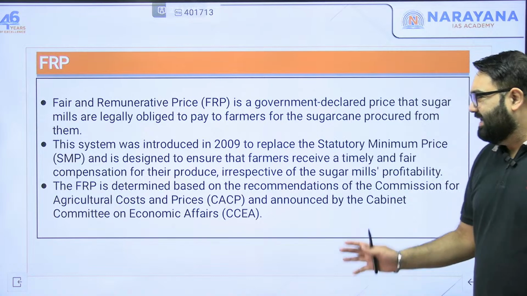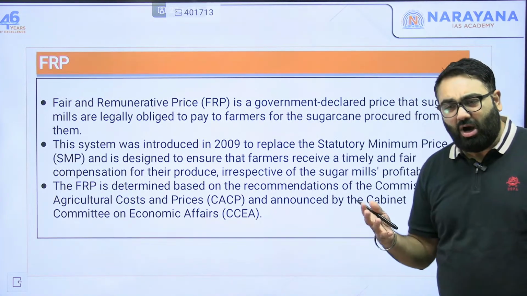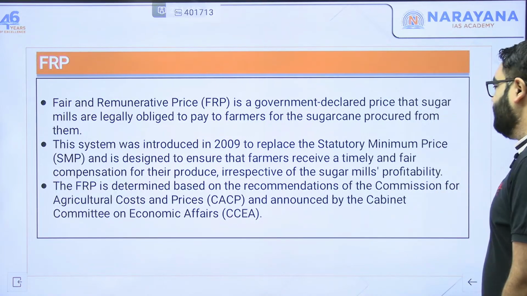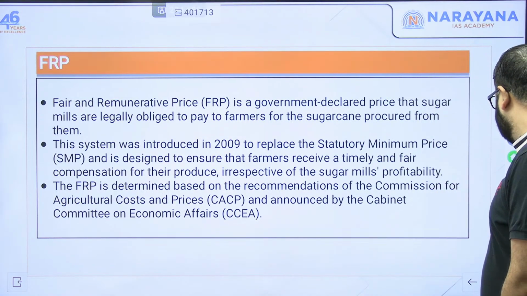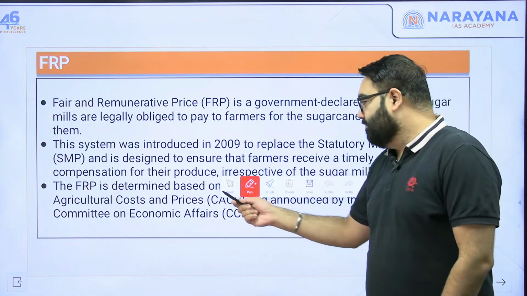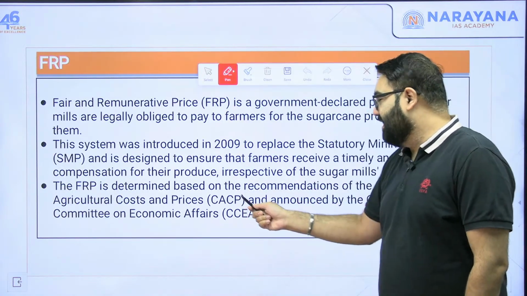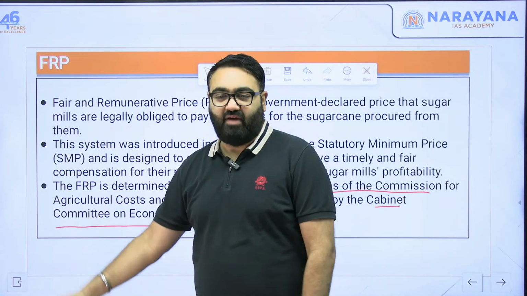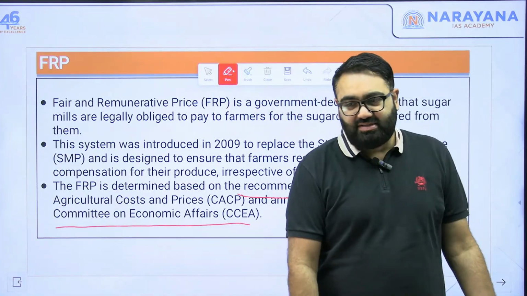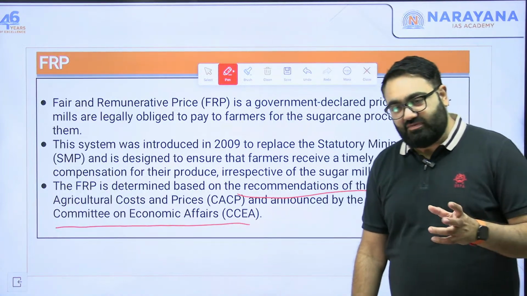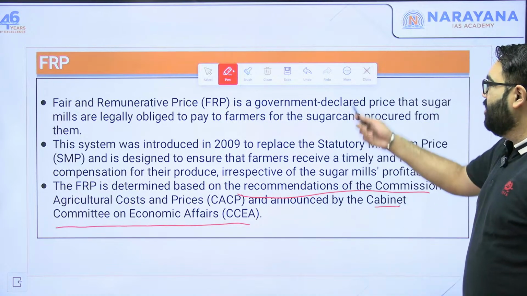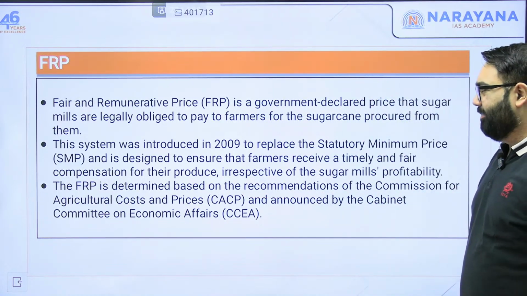Now, this is again similar to how the MSP is decided. It is decided by the government of India on the recommendation again of the CACP. So it is the same thing. The same CACP recommends to the government and the same Cabinet Committee on Economic Affairs will take the final call of announcing. The only difference is that this is a price for the sugarcane, for the sugar mills to procure the sugarcane and not really from the side of the government.